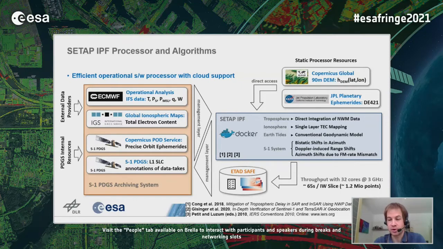And here a rough number to get an idea of our throughput. For all the steps we have to perform here to get all these corrections and data preparations, it takes around 65 seconds for a typical IW slice. So we're on the order of a few minutes for regular Sentinel-1 data takes.